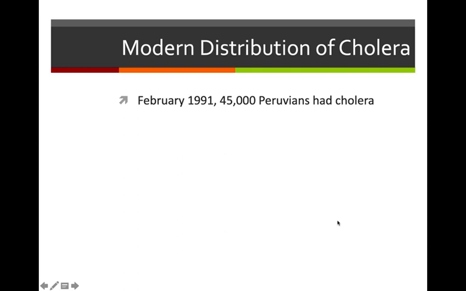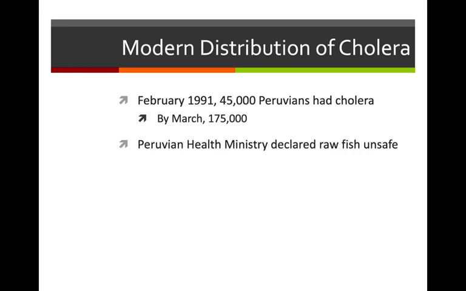In February of 1991, 45,000 people in Peru had cholera. By March, that had jumped up to 175,000. And so the health ministry said it was not safe to eat raw fish. Remember, undercooked or raw food, especially shellfish, can lead to cholera. What happens is the bacteria gets inside of these animals, and then when you don't cook them, the bacteria isn't killed. And as you eat, it actually raises the pH of your stomach a little bit and can buffer and protect the bacteria to allow them to get into the intestines.